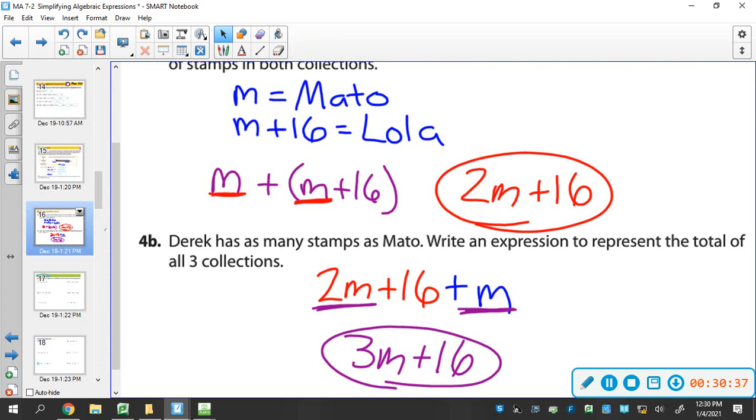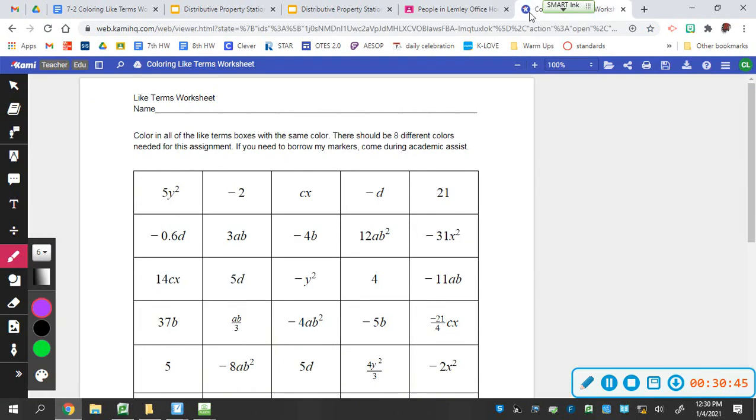We do have a short homework assignment that I want to explain to you. So this is what your worksheet looks like. Ignore the part about academic assist, that was used a couple years ago. It says color all of the like term boxes with the same color. There should be 8 different colors needed for this assignment.